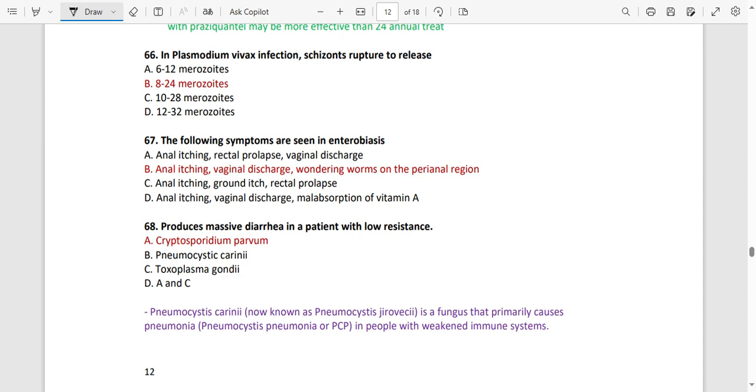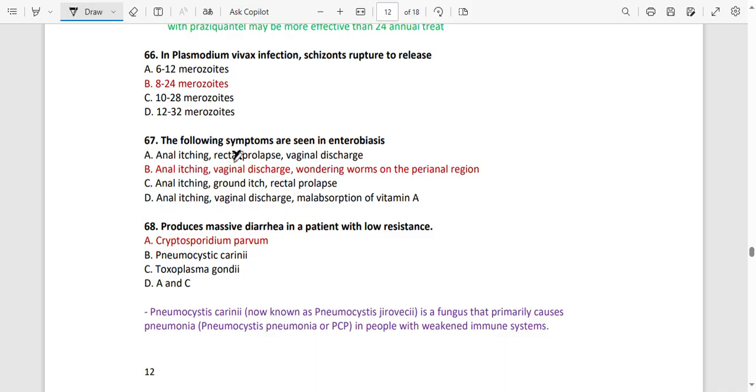The following symptoms are seen in enterobiasis. What causes enterobiasis? Enterobius vermicularis. So there's going to be anal itching. This one, Enterobius, can wander. It will go to the reproductive system causing discharge, and also the perianal area, which is what causes the rubbing.